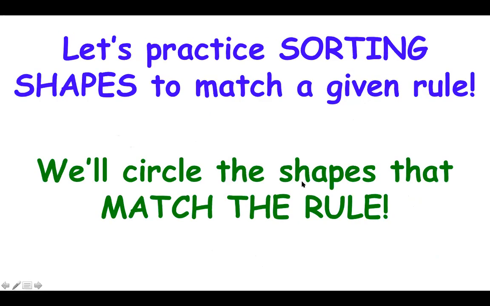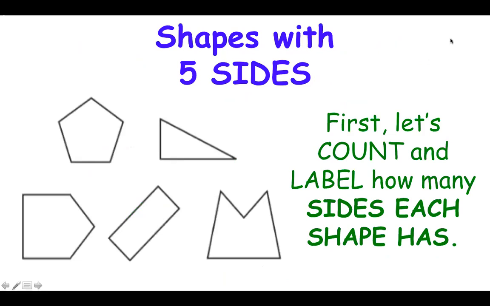We're going to practice sorting shapes to match a given rule. So whatever the rule says, we're going to circle the shapes that match that rule. Here we go. All right, so the rule is written on top in blue. The rule says shapes with 5 sides. So we have a bunch of shapes here. We have 5 shapes here, and we need to circle only the ones that have 5 sides.